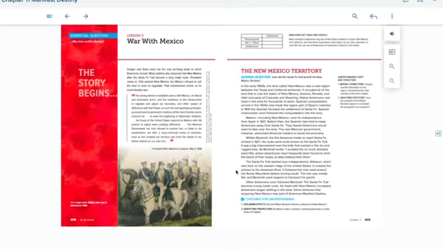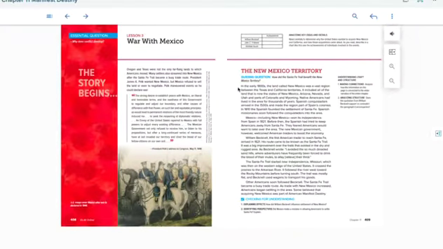Other Americans soon followed Becknell. The Santa Fe Trail became a busy trade route. As trade with New Mexico increased, Americans began settling the area. Some believe that acquiring New Mexico was part of American manifest destiny. We'll talk about this really briefly.